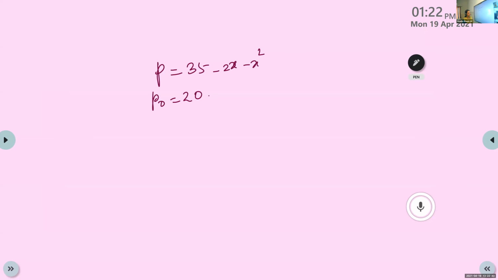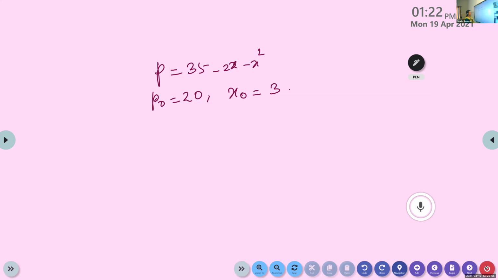So I think the first part we did. When P naught is 20, we got x naught as 3, isn't it? X naught value is 3. Once you find x naught and P naught, we can find the consumer surplus. CS is given by integral 0 to x naught d of x dx minus x naught P naught.